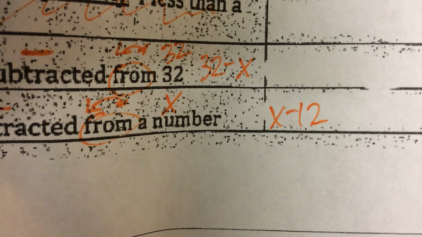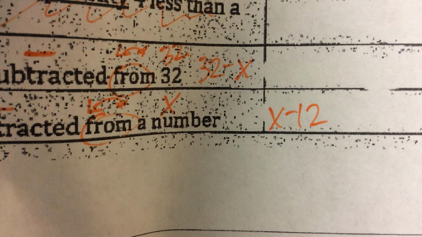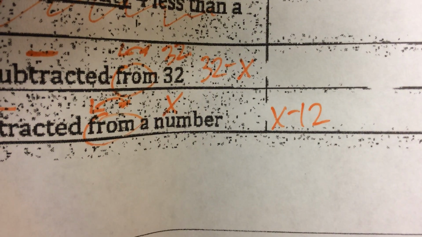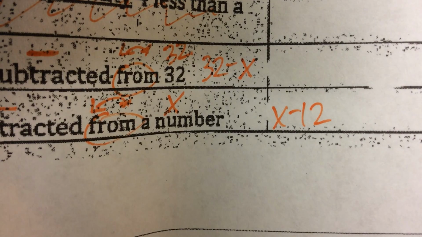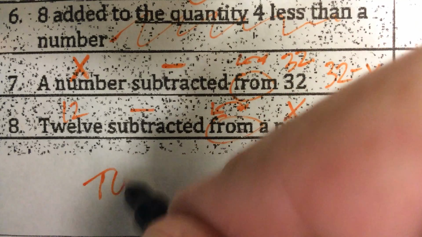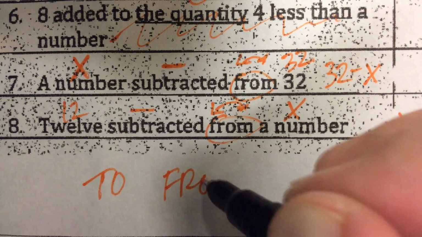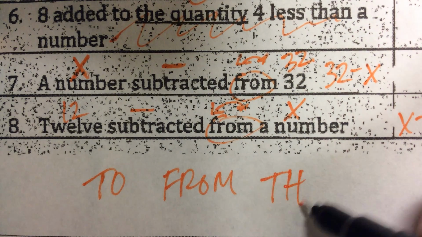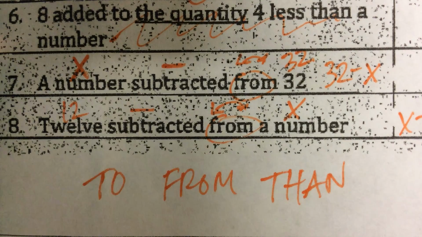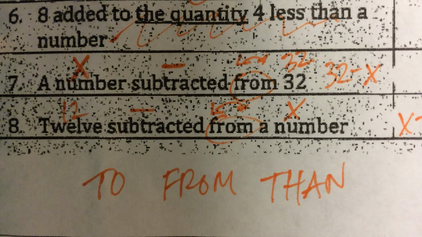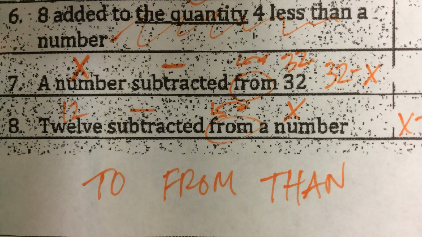So annotating these things is not any different than the way we were doing it yesterday. It's just we have to be careful and watch out for those 3 turnaround words: to, from, than. Anytime we see those 3 words, that means we are going to flip the order of the numbers and the letters in our algebraic expression.